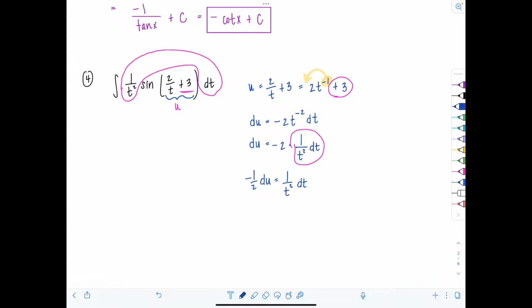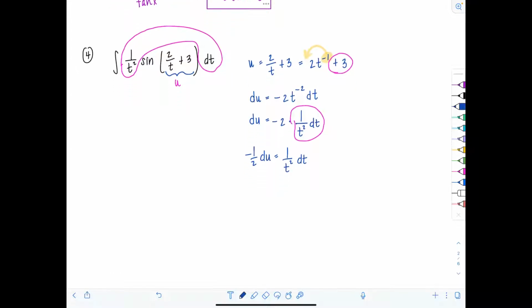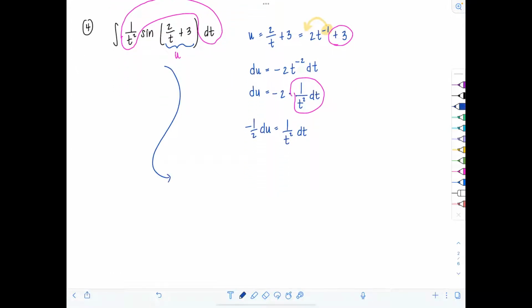So now we're ready. How exciting, to change our variables and continue the problem. So here we go. We have integral sine of u. And then the 1 over t squared dt, this whole thing, I'm going to replace with a -1/2 du. But do you remember where I told you to put those constants? Put them outside. They're exiled right here. -1/2 and then du. Good, good, good.